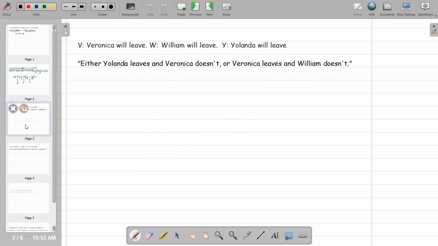We'll do truth tables in not too long. Okay, another one. Either Yolanda leaves and Veronica doesn't, or Veronica leaves and William doesn't. Once again, we're going to try to break this thing down into its biggest pieces and then smaller pieces. Do it one at a time and don't worry about the smaller pieces until you've figured out the major structure. By the time we get deep into this, we'll be testing your working memory if you try to deal with every single part of it all at once.